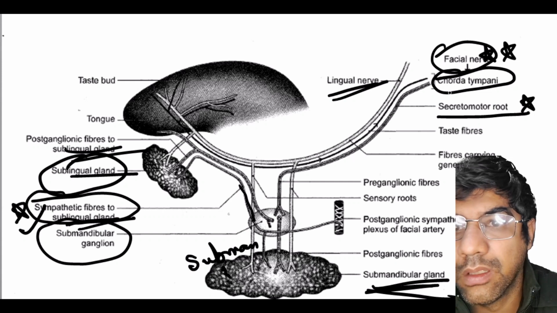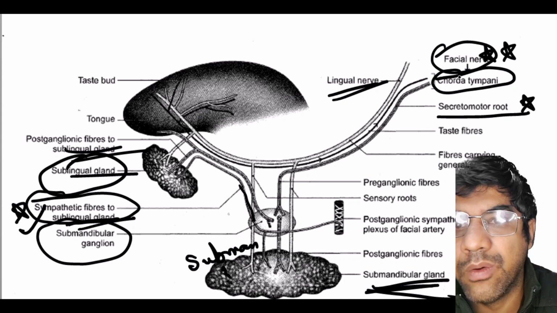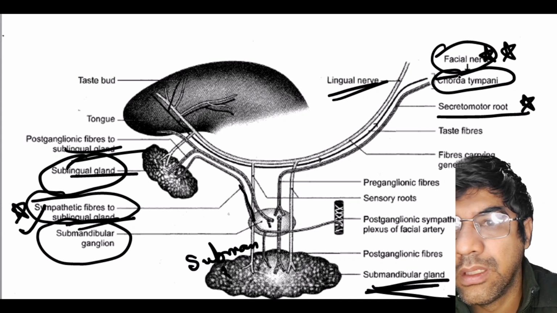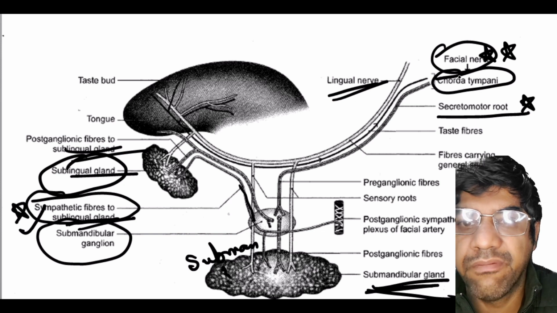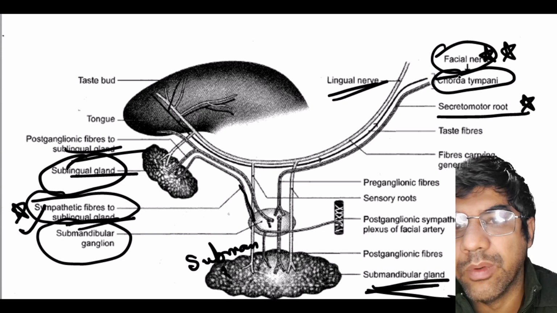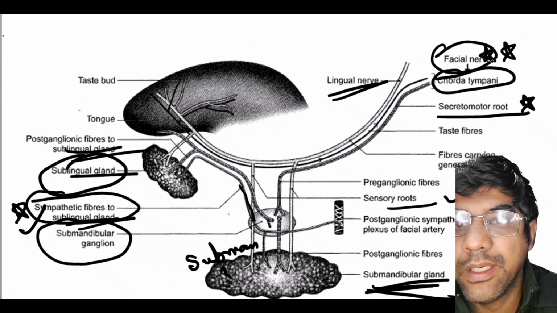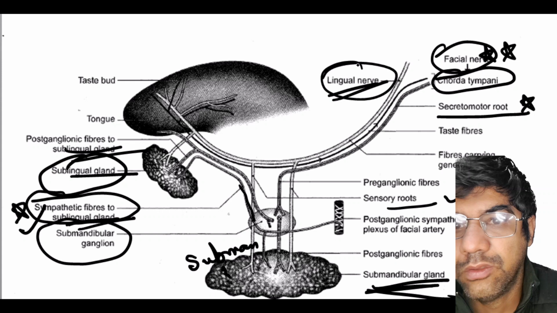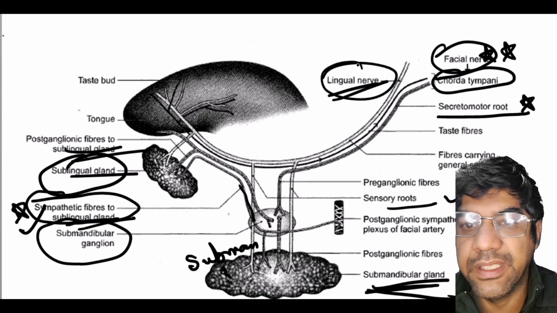So the pathway is the postganglionic fibers from the superior cervical ganglion. It passes through the submandibular ganglion without relay. And the target is to supply the vasomotor fibers to submandibular and sublingual glands. The sensory fibers reach the submandibular gland through the lingual nerve. So in simple words, the submandibular ganglion is a hub for various nerve fibers.